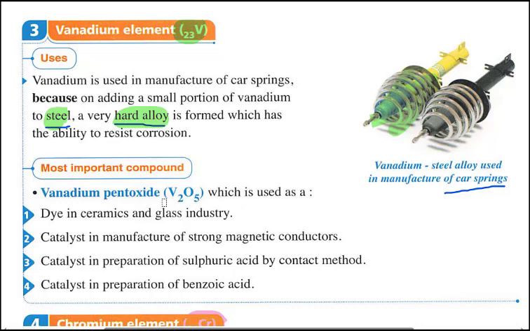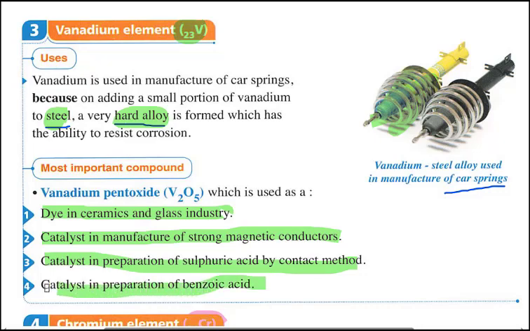From the very important compounds of vanadium is vanadium pentoxide. Its color is yellow or dark yellow. It is used in dyes in the ceramics and glass industry. It is a catalyst in the manufacture of a strong magnetic conductor, a catalyst in the preparation of sulfuric acid by the contact method, and a catalyst in the preparation of benzoic acid.